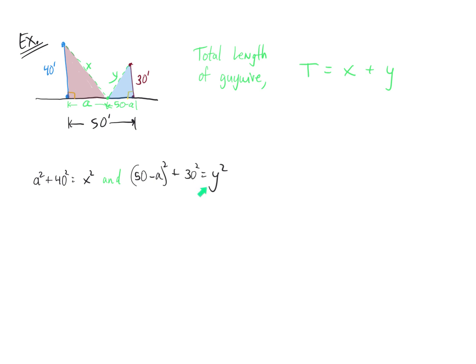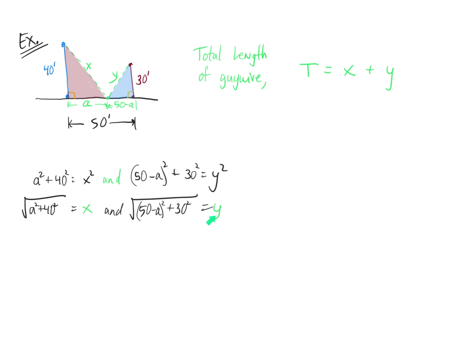All right, so our goal is to have our total length function have just one variable. How can we do that? All we need to do is solve for x. So x is equal to the square root of a squared plus 40 squared. And if we solve for y here, we just have to take the square root of both sides. Y is equal to the square root of (50 minus a) squared plus 30 squared.